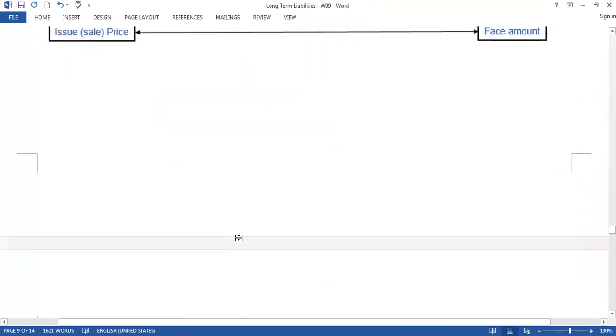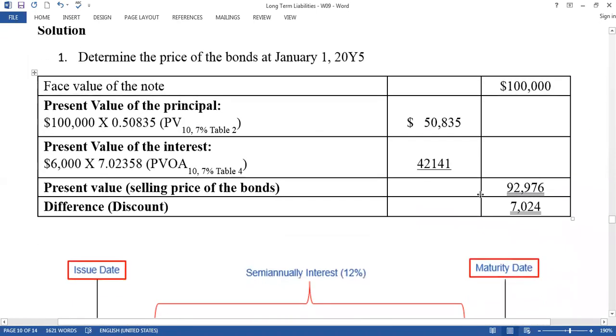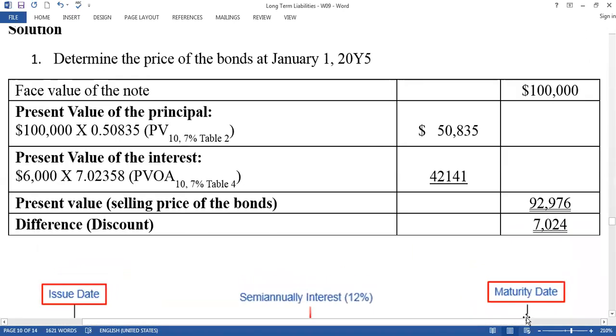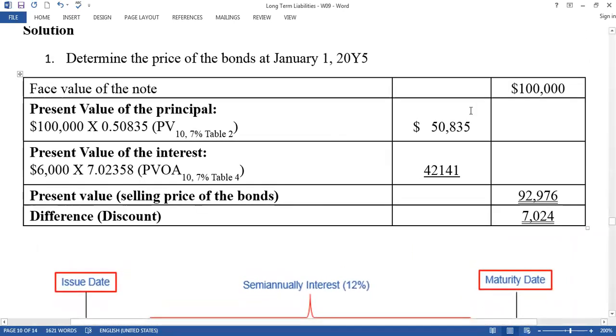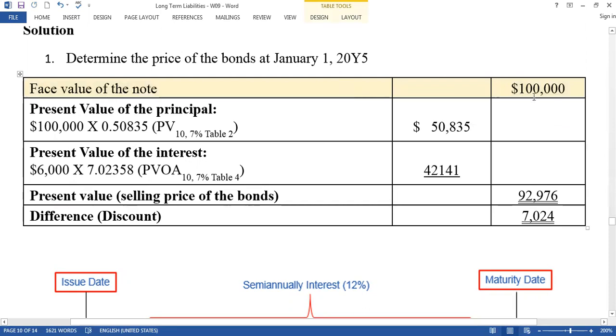Now, if this is the diagram, what is the money you are going to receive today? As it is a discounted bond, today you are going to receive less money. So look at this diagram. Look at this solution table. According to this table, what is the present value of the bond today? Sorry, the face amount of the bond. The face amount of the bond is $100,000, right?